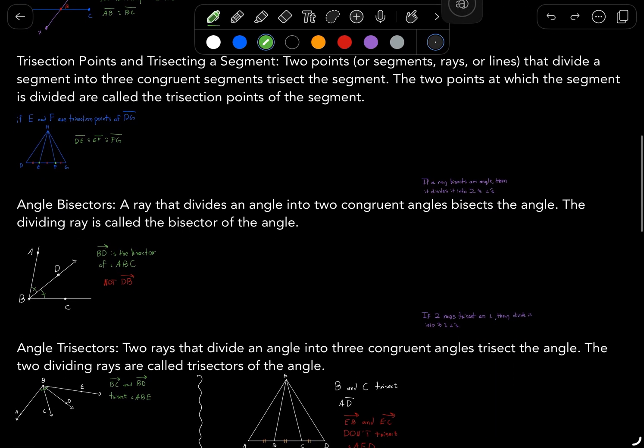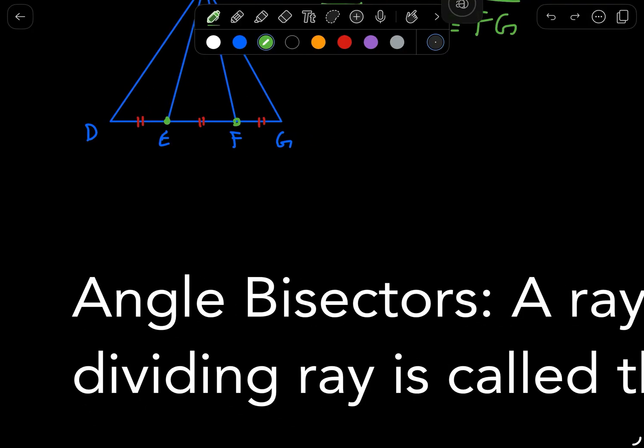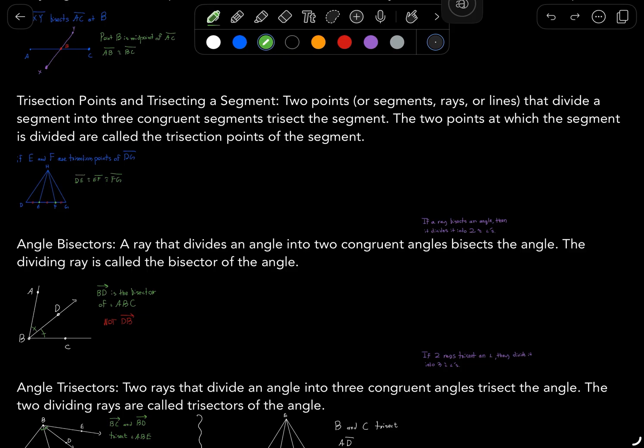After that, there are angle bisectors, and in the name, of course, we all learned about bisectors. Angle bisectors have to do with how an angle is being divided into two equal angles. Usually the thing doing the bisecting is a ray. A ray that divides an angle into two congruent angles bisects the angle, and we call the ray itself the bisector of the angle.